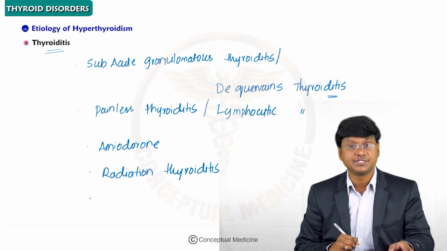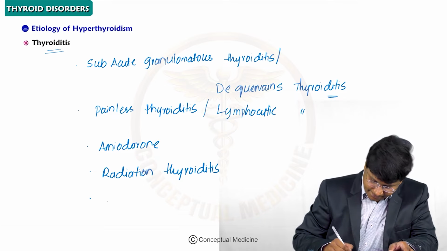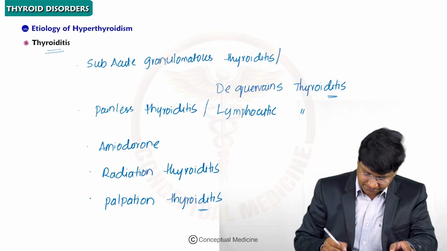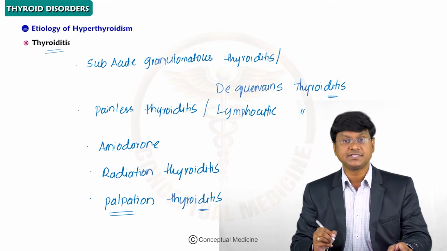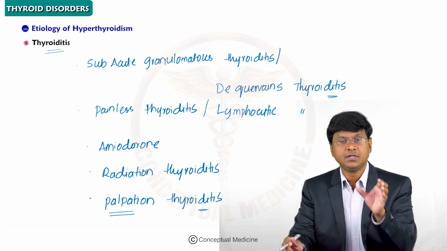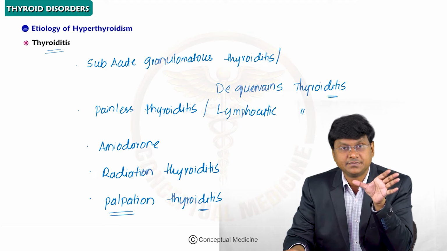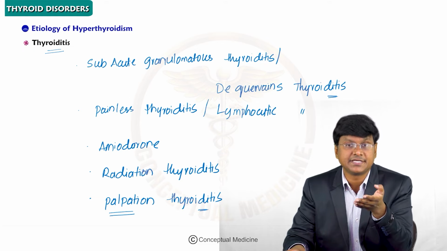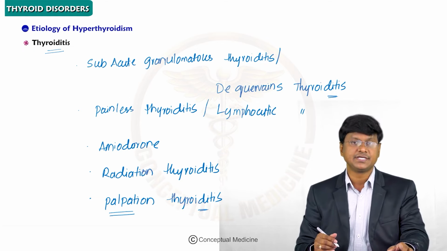Right, we have radiation thyroiditis. Then palpation thyroiditis. So in palpation thyroiditis, what will happen is, there is a large goiter, and on repeated palpation of that particular large goiter, the individual can progress to develop hyperthyroidism. That is called palpation thyroiditis.